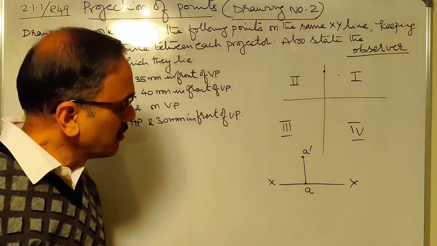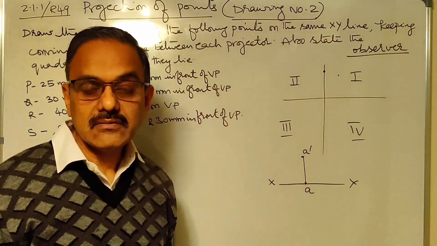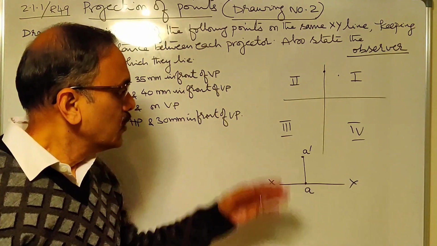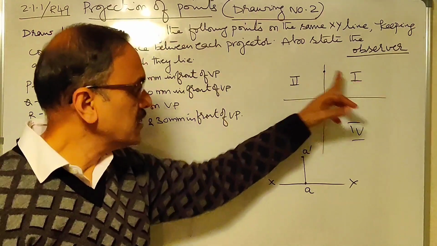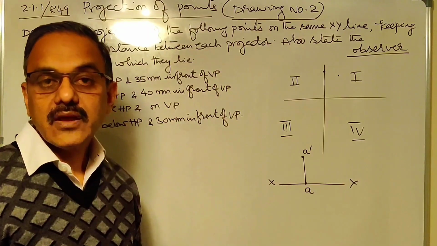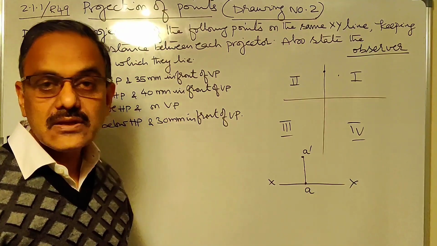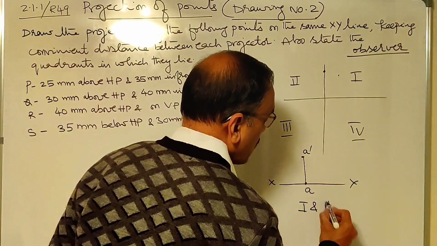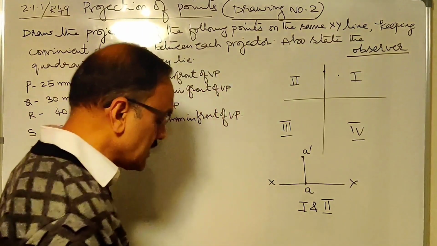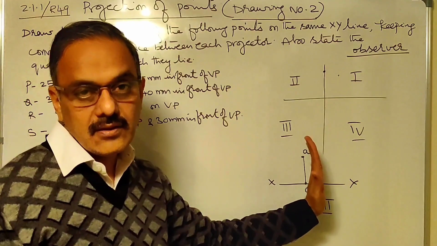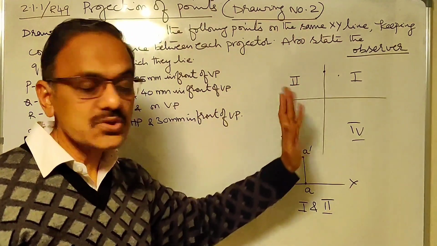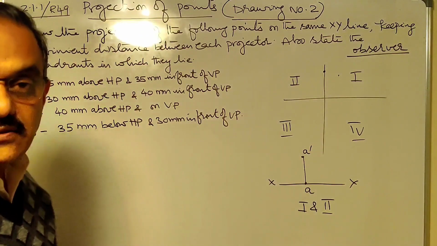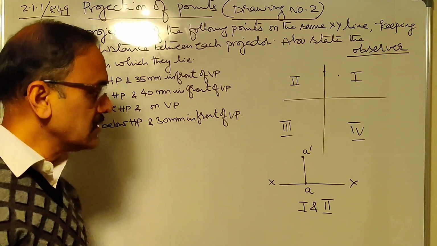So in which quadrant is the point? You can say the point A is in first as well as second quadrant, first and second quadrants, because it is exactly on the partition. It is exactly on the partition, so we can say it is in first as well as second quadrants.